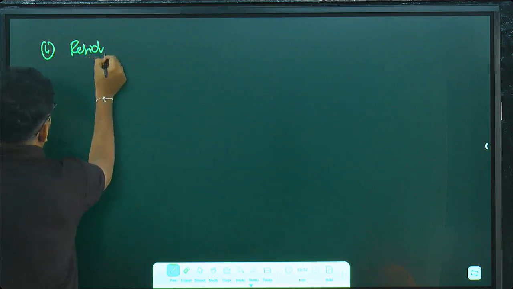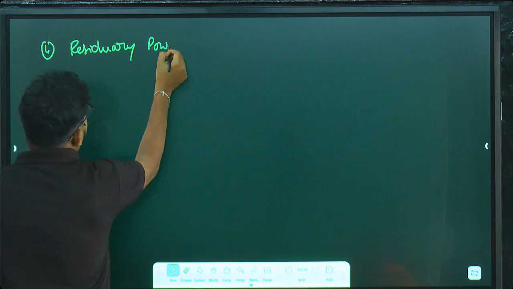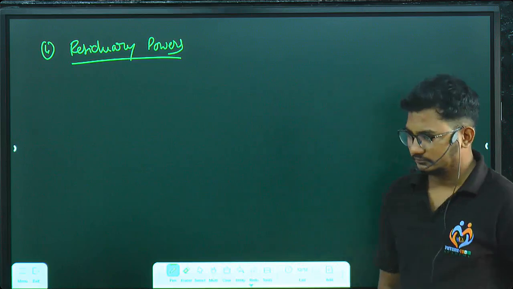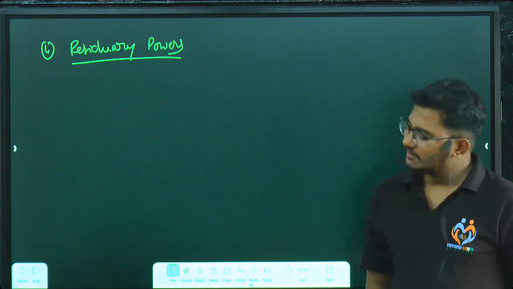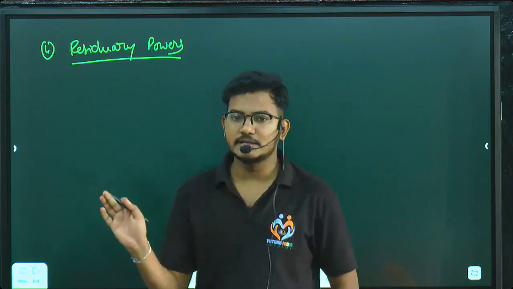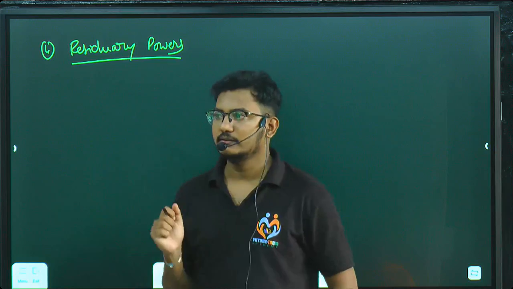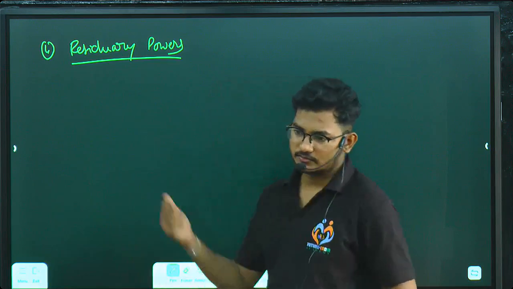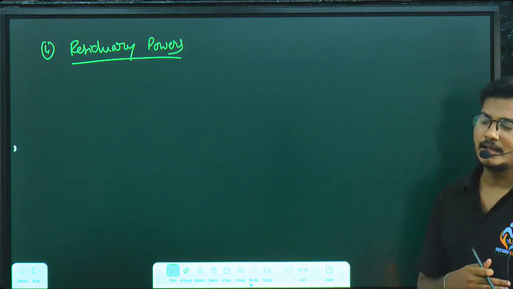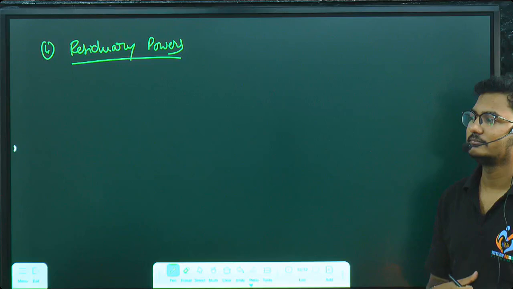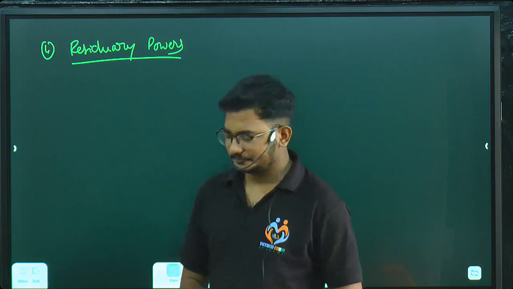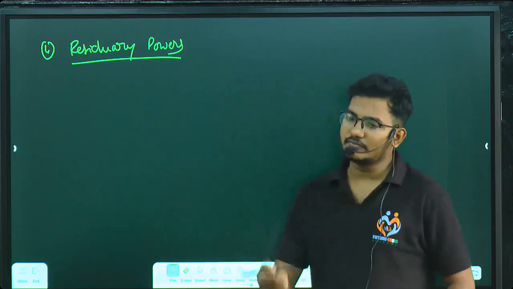Residuary powers. Residuary powers means these powers they forgot or that came later, but these powers are nowhere mentioned in Schedule 7, either in the state list or union list or concurrent list. What is the article for residuary powers? 248. Okay.